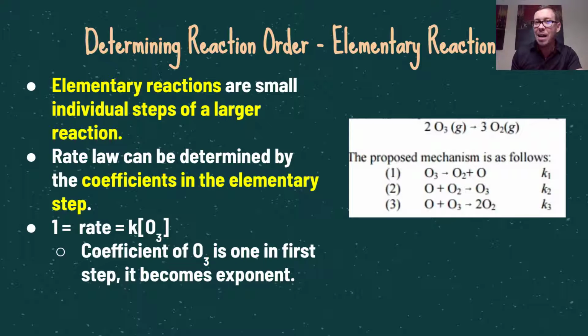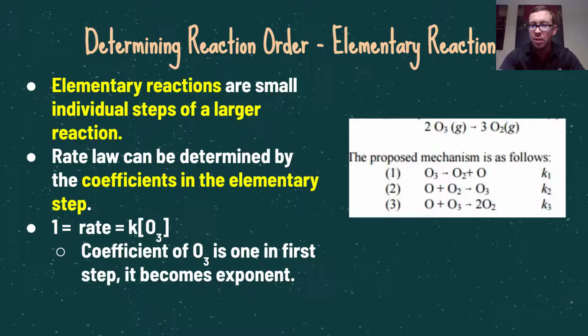And in many chemical reactions, that is not the case. What happens is that the total reaction is actually broken down into multiple smaller steps known as elementary reactions. These are smaller individual steps of a larger reaction. And when you combine these reactions together, what you get is the overall balanced chemical equation. So if we're looking at elementary reactions, the rate law is determined by the coefficients of those elementary reactions.